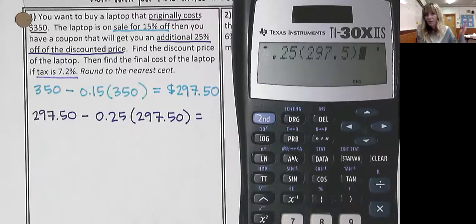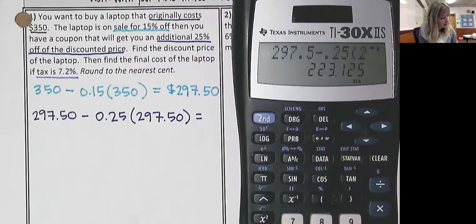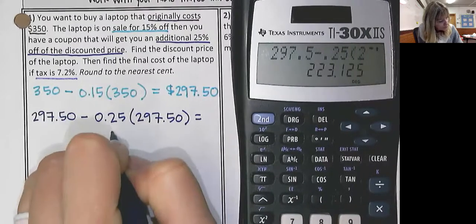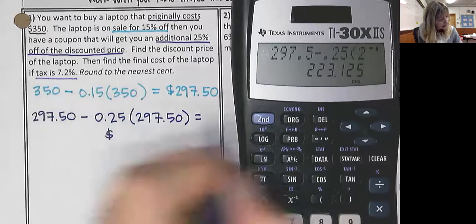You could use times or the parentheses. It'll do it in the right order. Your calculator is programmed to do, please excuse my dear Aunt Sally, to multiply before it subtracts. Okay, I need to round to the nearest cent.